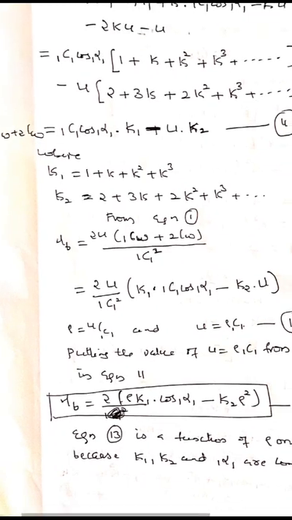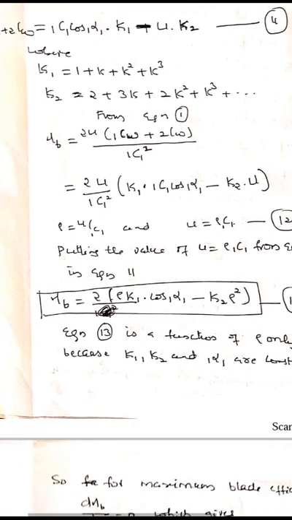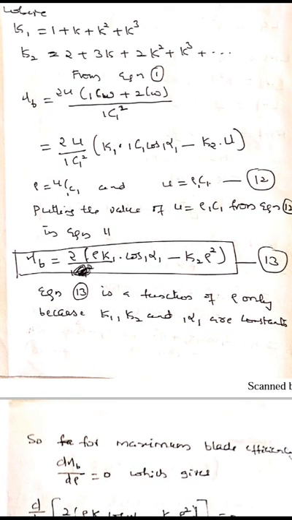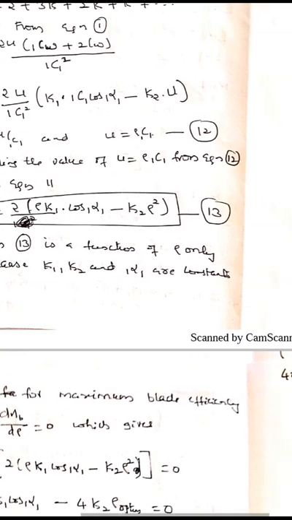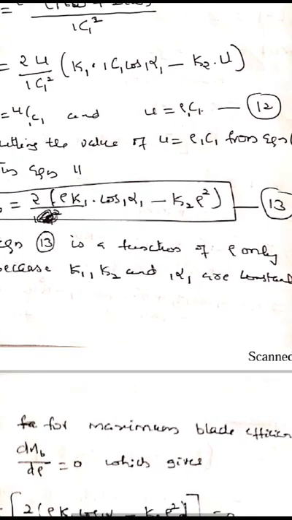Then eta B equal to 2U (1CW plus 2CW) by C1 square. Substitute the value from equation 11 here. You will get the value of eta B, and putting U by C1 as rho, we will get the expression for the blade efficiency in terms of rho: eta B equal to 2 into rho (K1 cos alpha 1 minus K2 rho) square. Equation number 13.